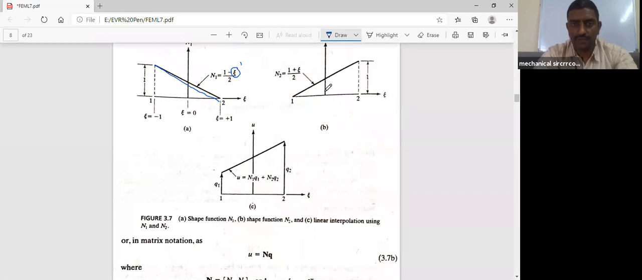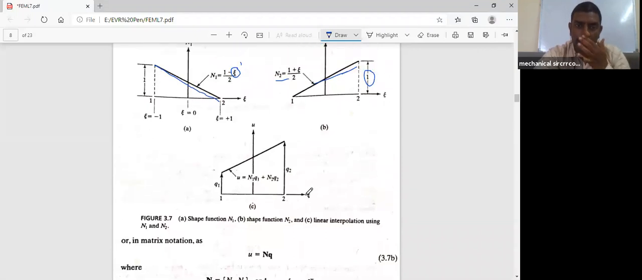Similarly, the variation of N2 over the length of the element. At node 1, its value is 0. At node 2, its value is 1. In between, it also varies linearly.